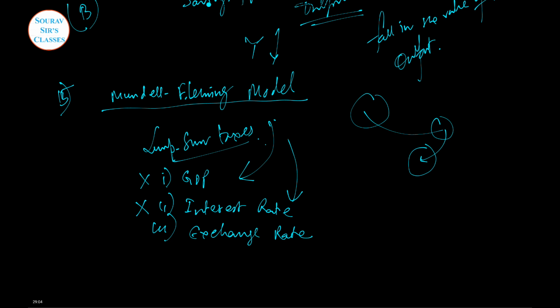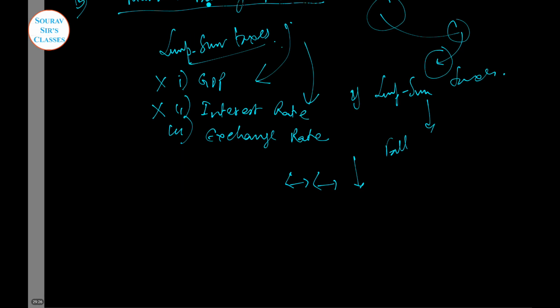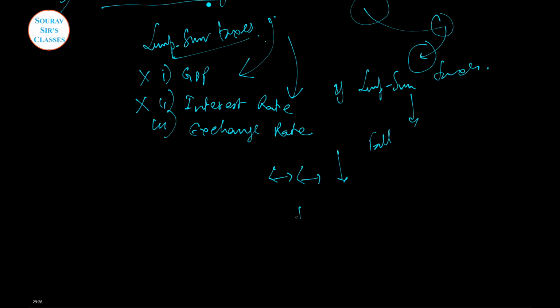Now there is still a point: what happens with respect to the exchange rate? If lump sum taxes are there, obviously in the international market the exchange rate will plummet, that means fall. So the first one unchanged, second one unchanged, third one fall. According to the given structure, we can go for option number B. That's it.